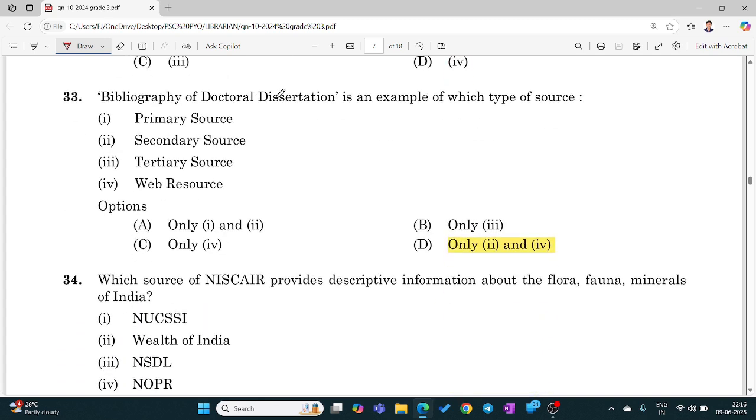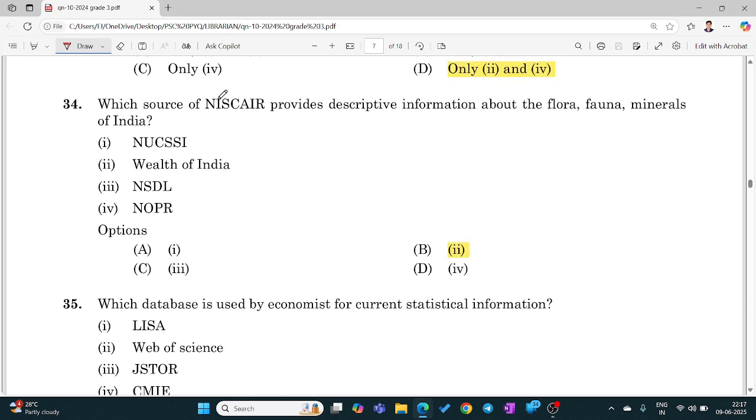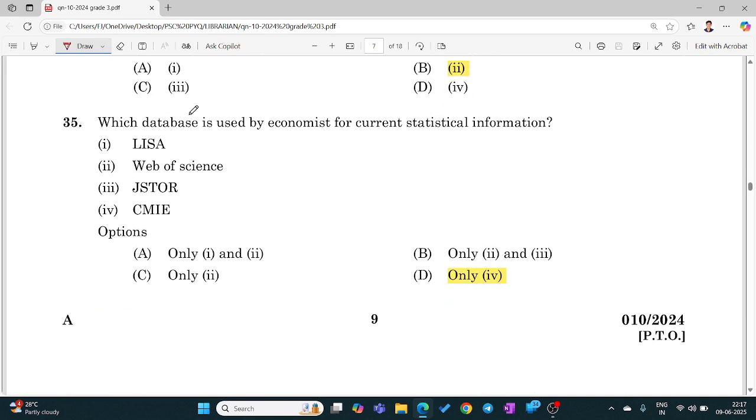A bibliography of doctoral dissertations is an example of which type of source? It is a secondary source as well as a web resource. Which source of NISCAIR provides descriptive information about the flora, fauna, and minerals of India? Wealth of India. Which database is used by economists for current statistical information? CMIE.